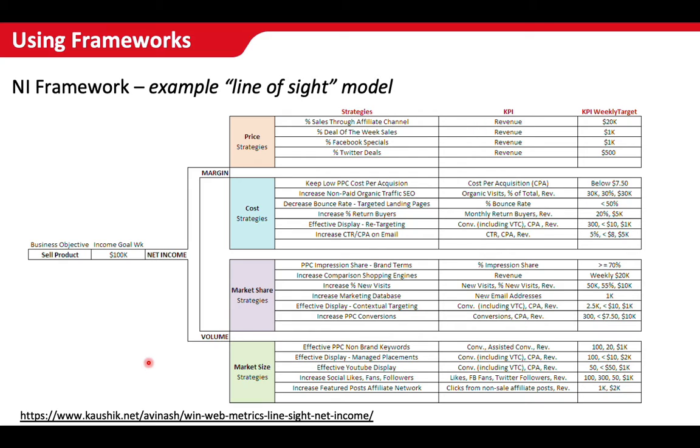And so you might want to look at your new visits versus repeat visits. That's another one as well. This is how the line of sight framework would work. You need to use this table, and you can fill in your own strategies, KPIs and targets. So you really work from the left to the right. That's commonly what business guys would do.